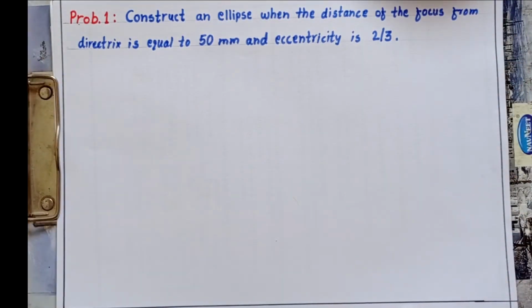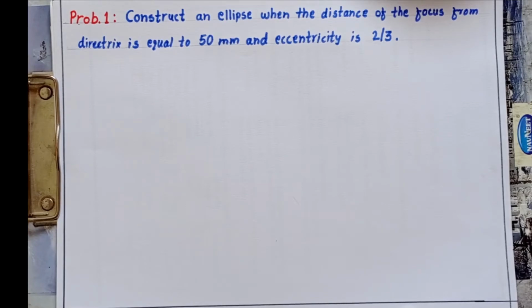Here we have the problem statement. Construct an ellipse when the distance of the focus from the directrix is equal to 50 mm and the eccentricity is 2 by 3. What exactly eccentricity is, we are going to discuss in the coming part. Initially, according to the given data, we have to draw one directrix and mark the distance of the focus from the directrix, which equals 50 mm as given in the problem.